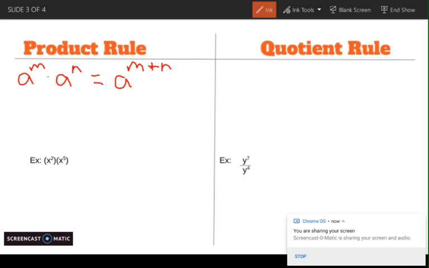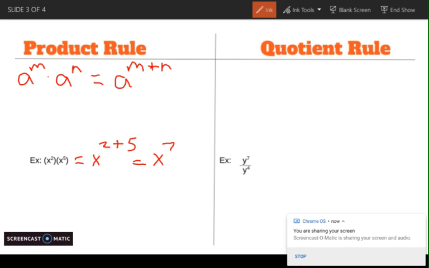So if we look at the example below, we have x squared times x to the fifth. Now, based on the product rule above, we should just be rewriting this as x to the 2 plus 5 power, which would simplify to x to the 7th. But why is it rewritten that way? Well, let me show you.